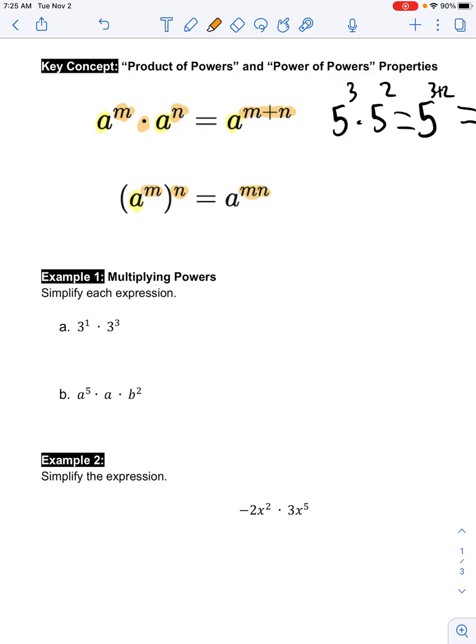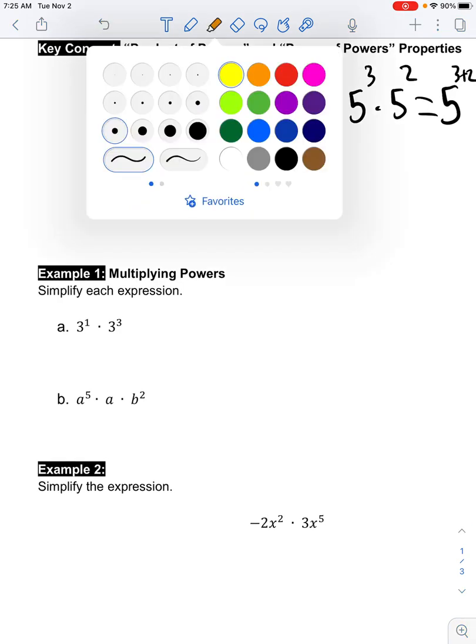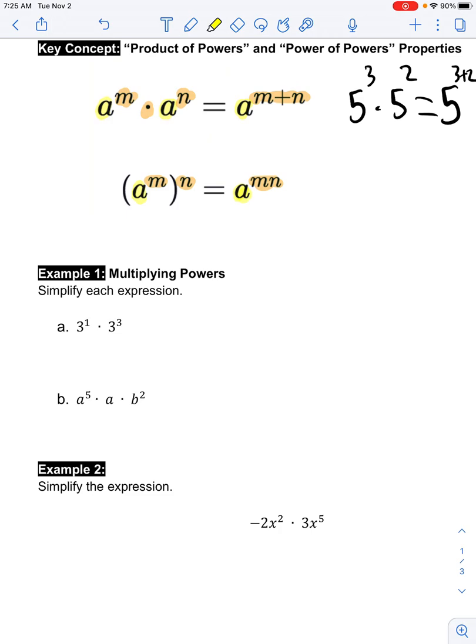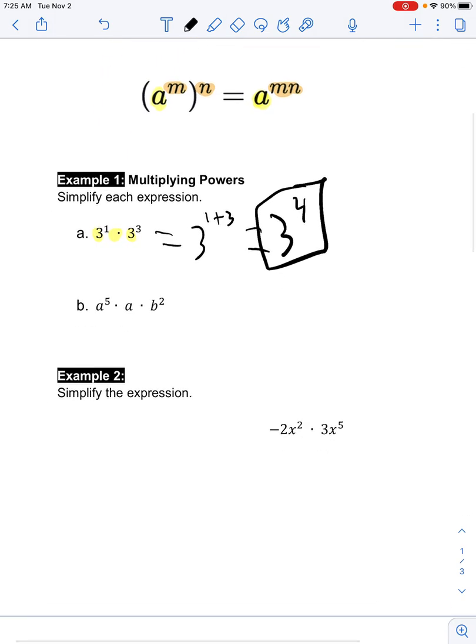So let's look at some examples here. Okay, so I see I have a base of 3 and a base of 3. Perfect. And I'm multiplying. So this is equivalent to the base of 3, and then I need to add my exponents. 1 plus 3 is 4. So this is going to be 3 to the 4th power.